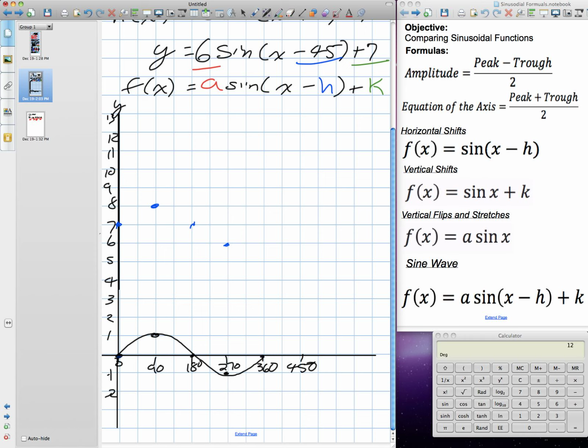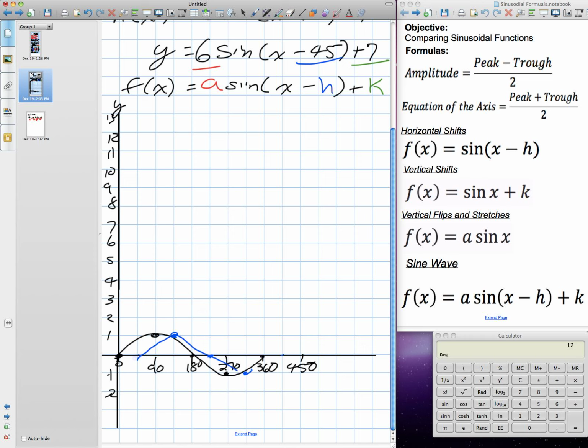Okay? Our K says it goes up 7. Okay? So this point here, let's say I had to move each point up 7. So instead of being at 0, I'm at 7. 1 is at 8. 0, 7. -1's at 6. And 0 again. So this would be a shift of 7 upwards.